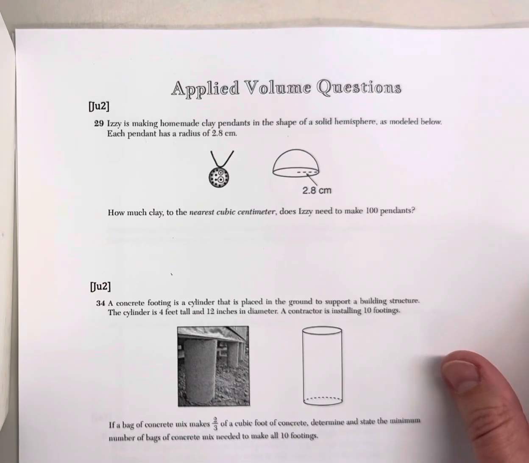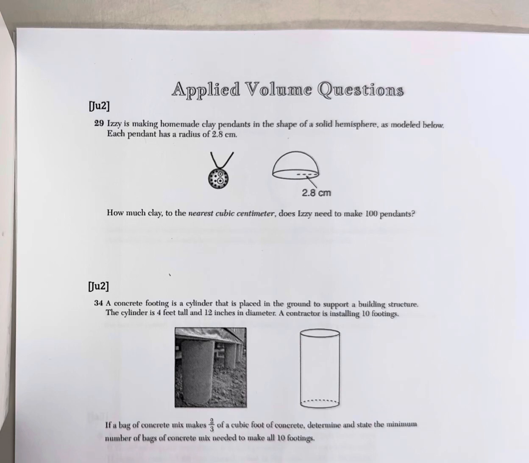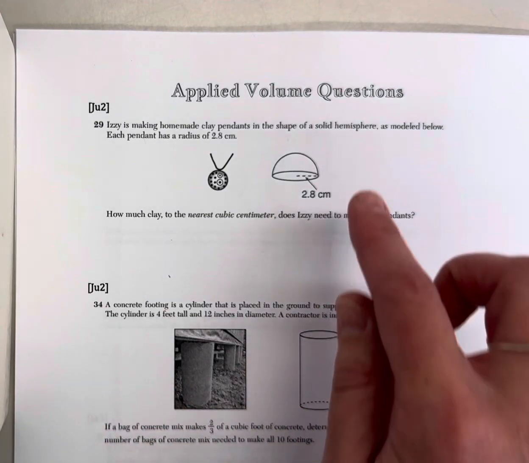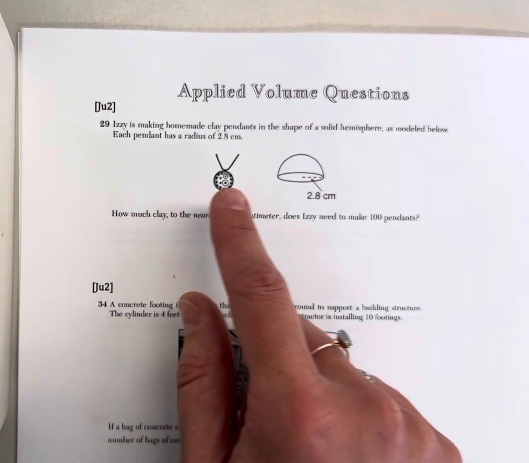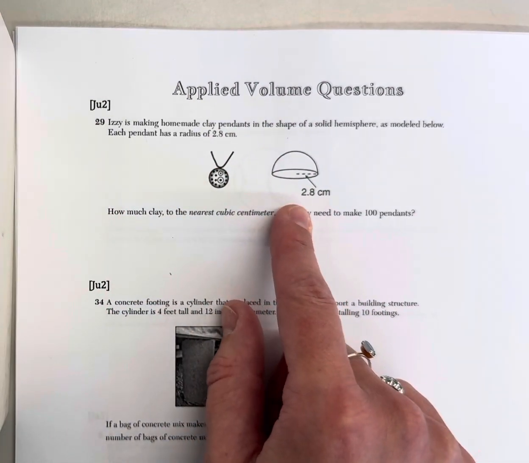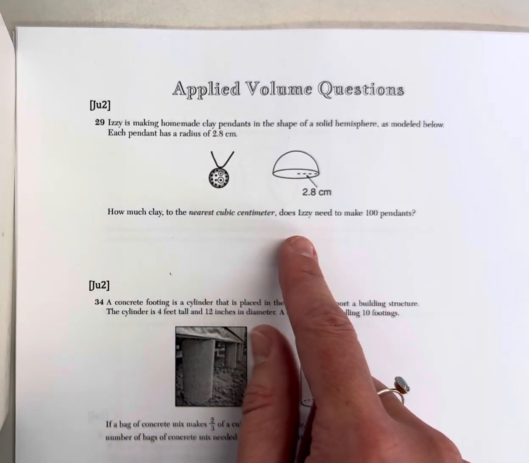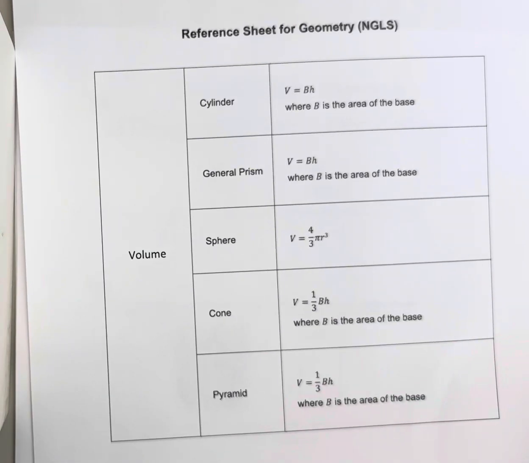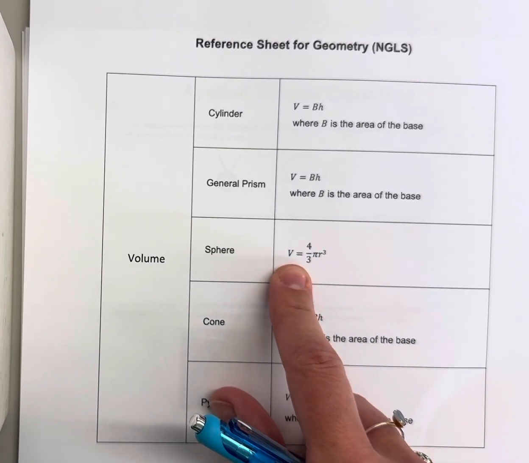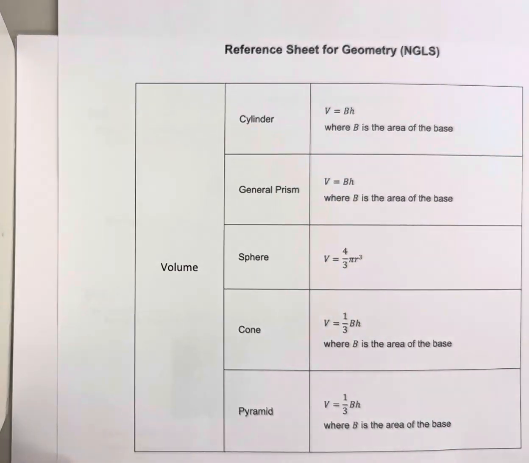So the first question says, Izzy is making a homemade clay pendant in the shape of a solid hemisphere, that's half a sphere, as modeled below. Each pendant has a radius of 2.8 centimeters. How much clay to the nearest cubic centimeter does Izzy need to make 100 pendants? So sphere, 4/3 pi r cubed.